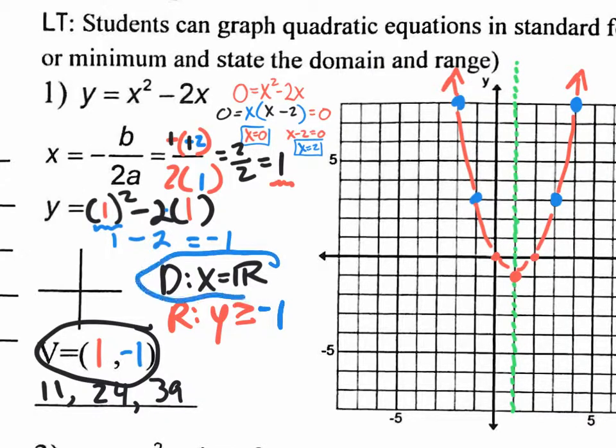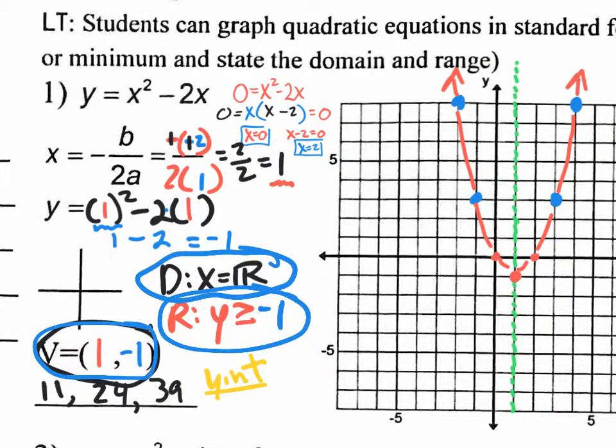So we have our domain, we have our range, we have our vertex. How about the y-intercept? How could I find my y-intercept? You set x equal to 0 and solve. Or you could just look at the graph and tell me where it crosses the y-axis.